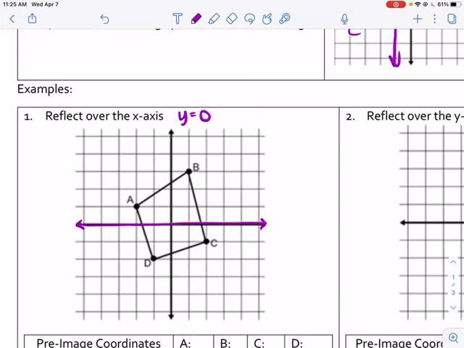A is 1 above, so I'm going to put A prime 1 below. B is 3 above, so I'm going to put B prime 3 below. C is 1 below, so I'll put C prime 1 above. And D is 2 below, so I'll put D prime 2 above. Now this is weird because the first one we did, the whole shape flipped over and it wasn't on top of itself like this. So it can be kind of hard to tell if you did this one correctly.